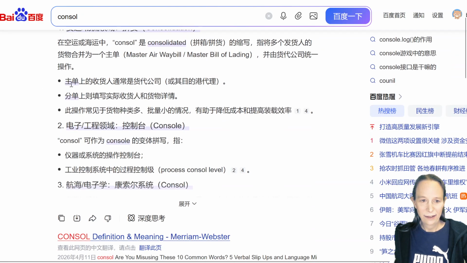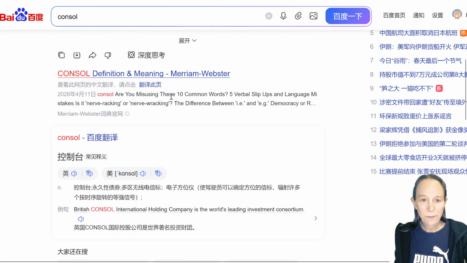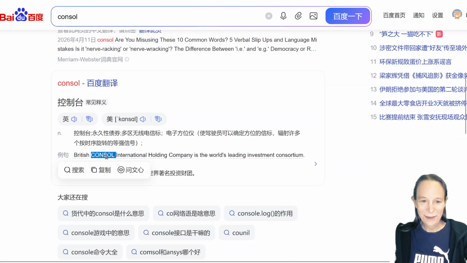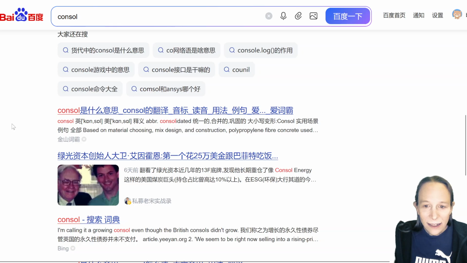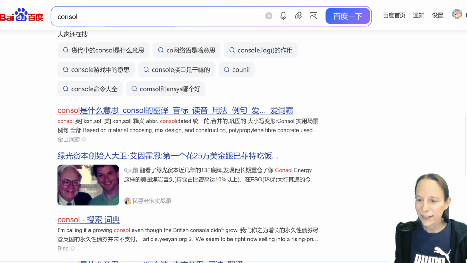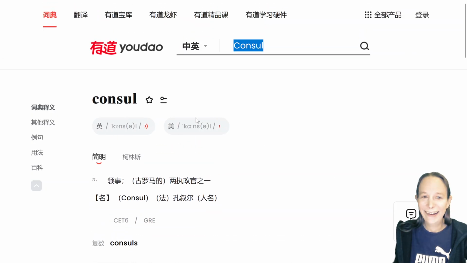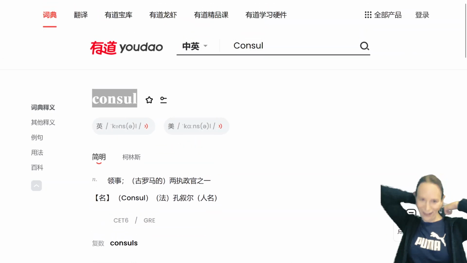Consolidated. I feel like I'm making that up. The British consul here, this one. All right, one second. I need to look this up. Huh. Turns out I just misspelled it.